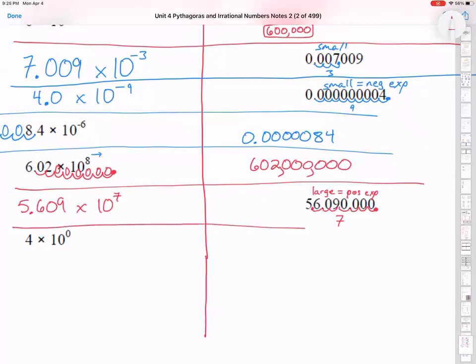And lastly, 4 times 10 to the 0th power. Well, the standard form for that is taking our decimal, moving it 0 times, like 0 places left or right, so you just get the number 4. That would be it.